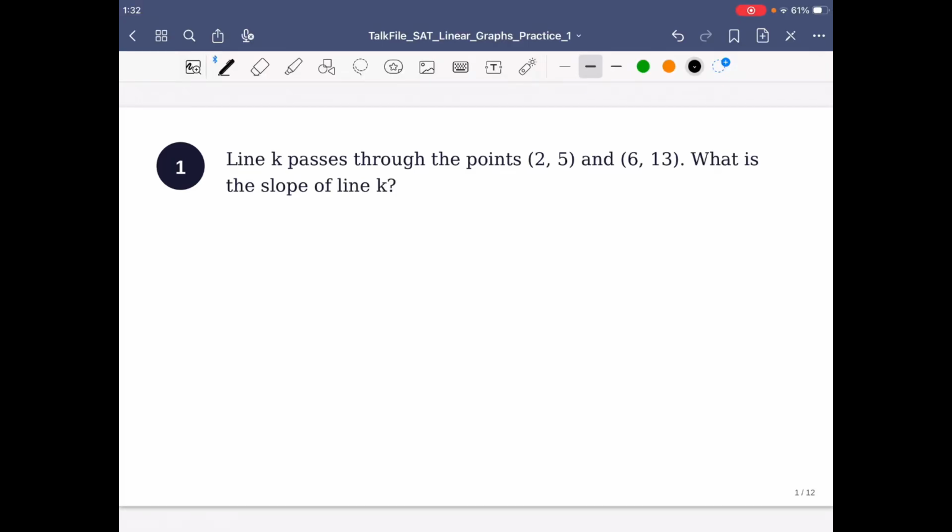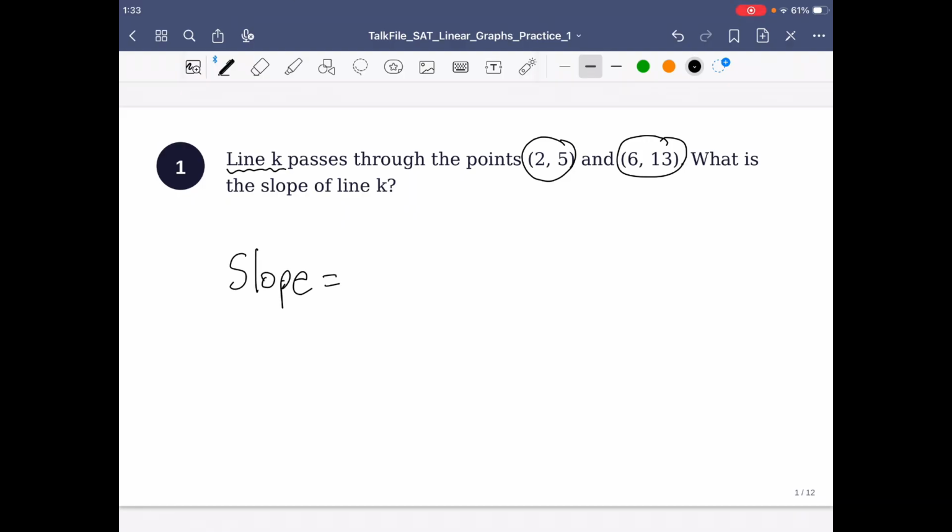Hello everyone. In this video, we are going to go over some basic questions in linear graphs. Let's have a look at this one. Line K passes through the points (2, 5) and (6, 13). What is the slope of line K? I'm pretty sure you'd remember the formula of slope.